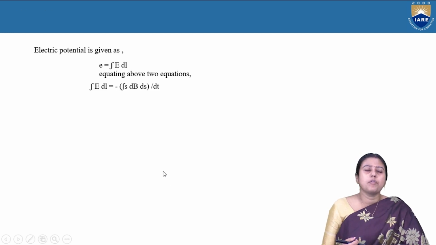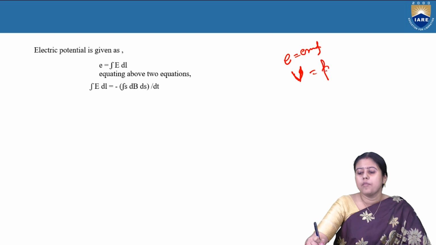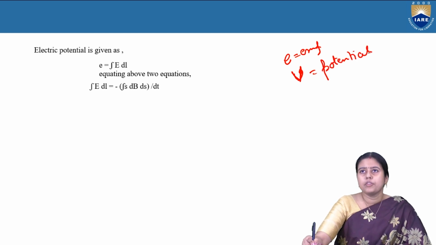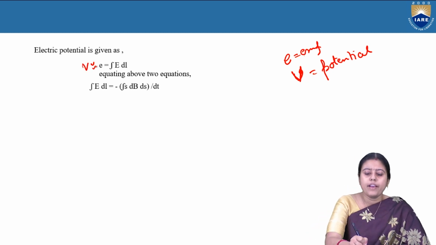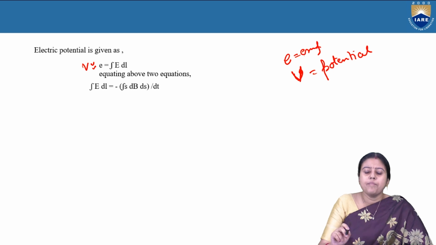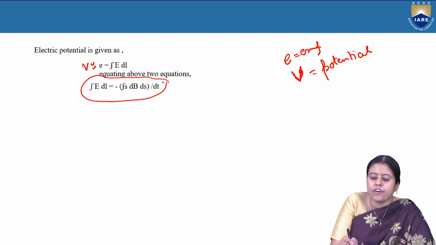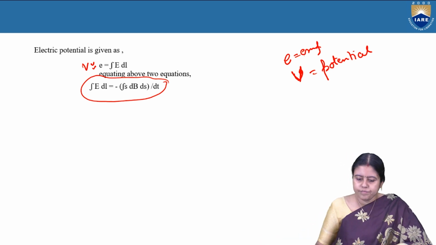Again, what is the electric potential? E is equal to the integration of E dl, and for an open circuit it is known as the EMF, and for a closed circuit it is known as the electric potential. Both are the same; one is in the open circuit, this is in the closed path. So V is equivalent to E is equal to the integration of E dl. So the integration of E dl is equal to minus the surface integral of dB ds by dt. This is Maxwell's equation in the integral form.